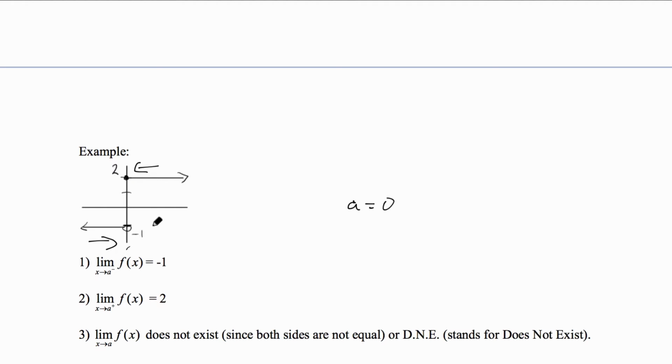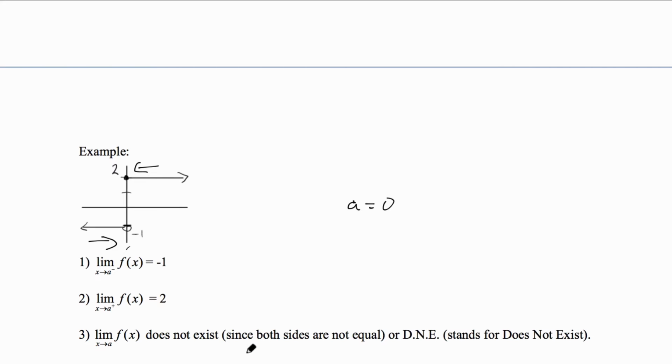It's -1. Doesn't matter if there's a hole there, -1 is the value it's approaching. And you'll see it in a little bit more exact way shortly. Now, what about from the right? Likewise, we're going to come from the right, but notice it's a very different value. Now it's 2. And notice they do not match. There is a little break there.